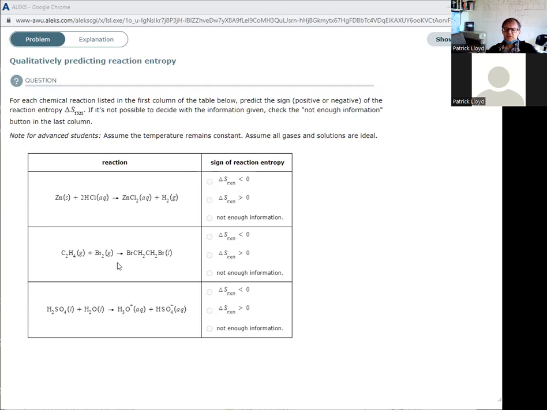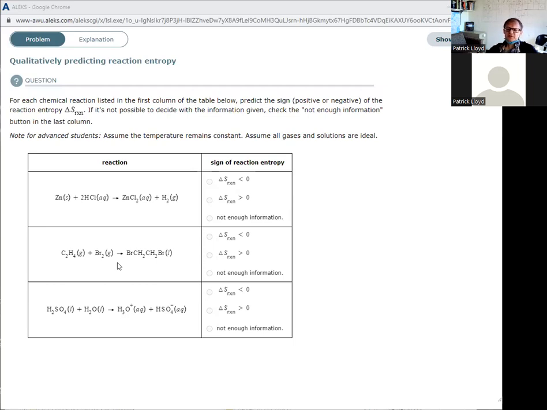Qualitatively predicting reaction entropy. Okay, so now we're looking at chemical equations. For each chemical reaction listed in the first column of the table below, predict the sign, which is either positive or negative, of the reaction entropy, delta S reaction. Okay, so delta S reaction. I'll talk about this in a moment. If it's not possible to decide with the information given, check the not enough information button in the last column.